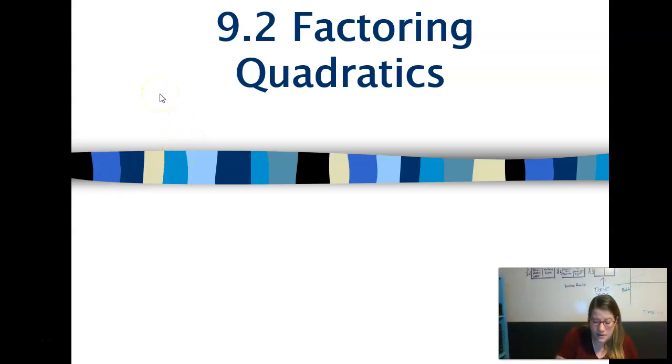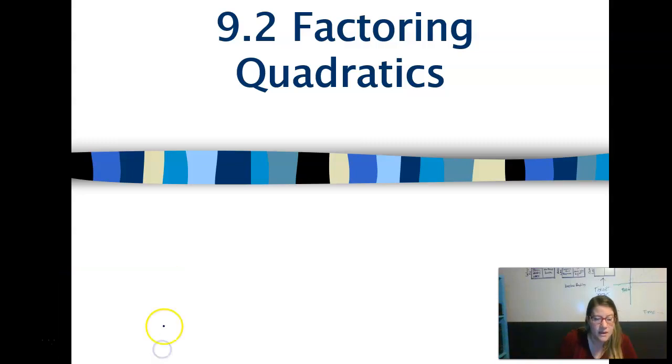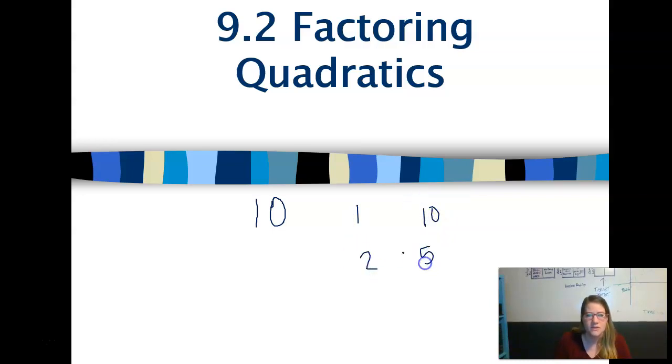Before we get into looking at quadratics, let's just talk for a minute about what it means to factor something. Factors are numbers that go evenly into another number. If I have the number 10, the factors of 10 are 1 and 10, and 2 and 5. So I could write 10 in factored form by writing it as 1 times 10 or 2 times 5.